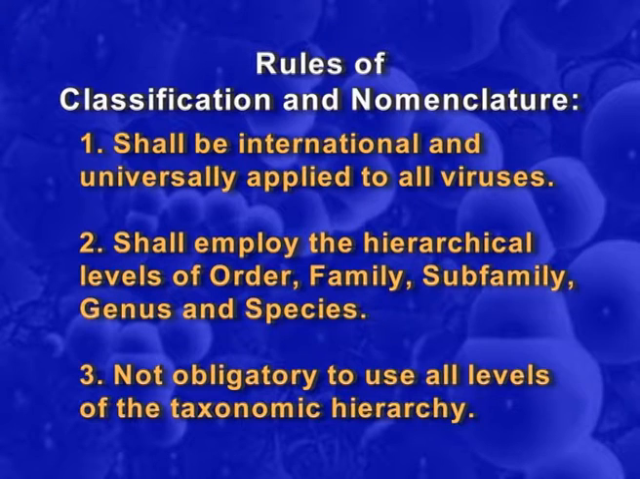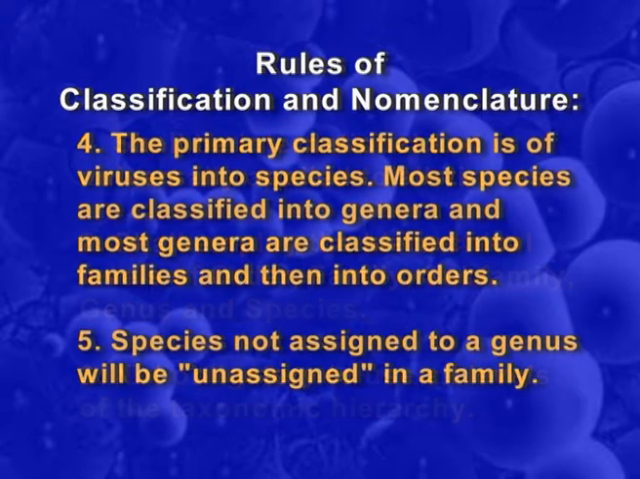Number 1, it shall be universally acceptable. Number 2, the hierarchical order that was maintained was order, family, subfamily, genus and finally species. Beyond that, they were not interested to look into. Next, viruses are put into species, the species are placed into genus, then the genera were placed into subfamilies or families, and finally the families were clubbed together into the orders.